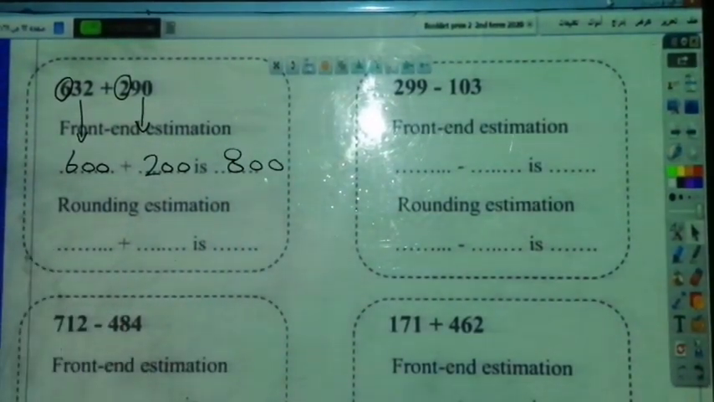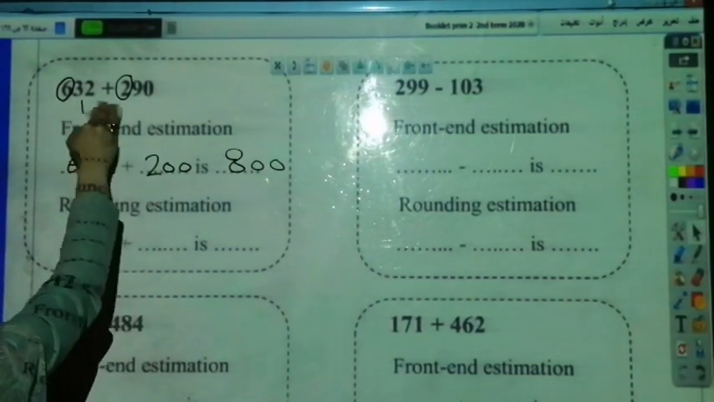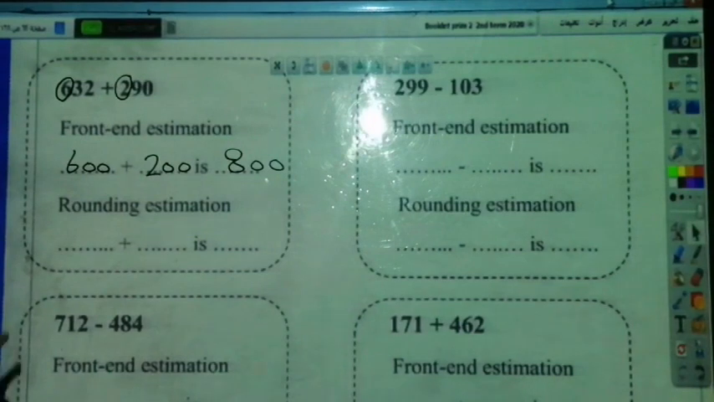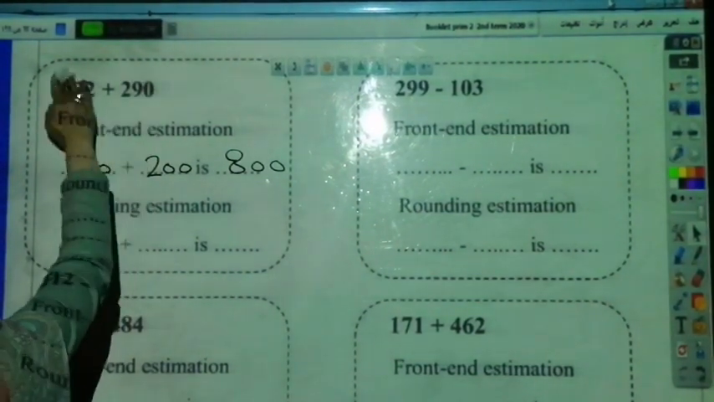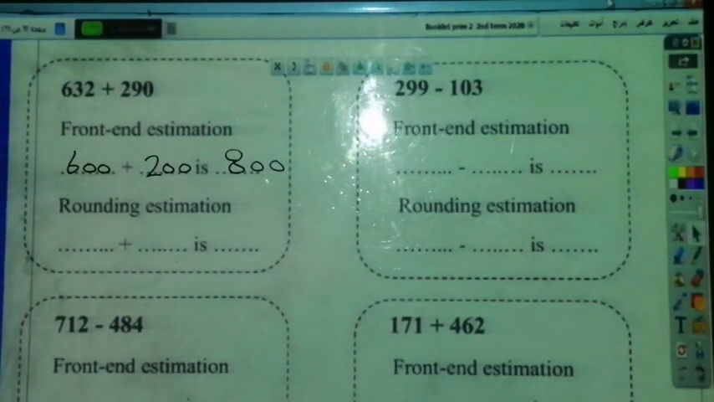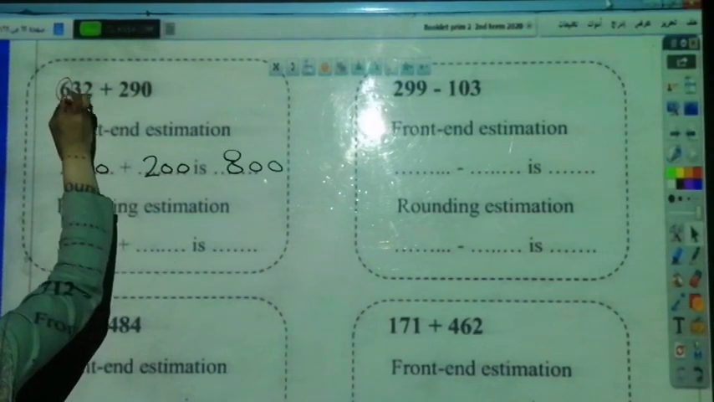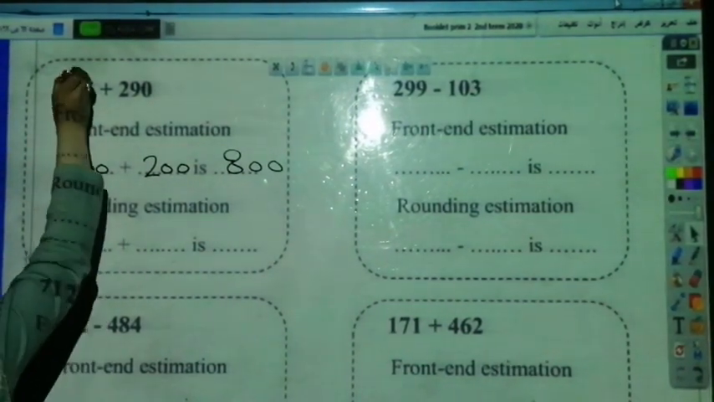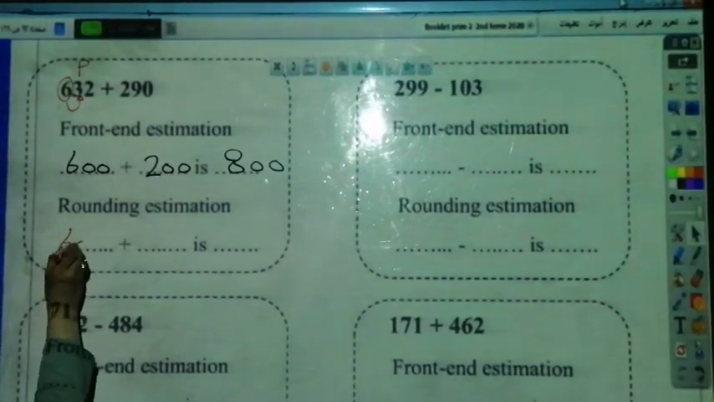And now I will solve with the second strategy, rounding estimation. Round to the nearest 100. Circle around the 100. Look at the digit before 100, 3 in tens. 3 is poor. So 632 rounds down to 600.